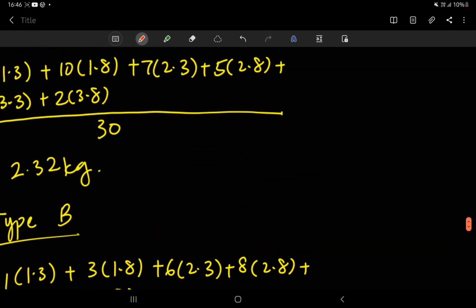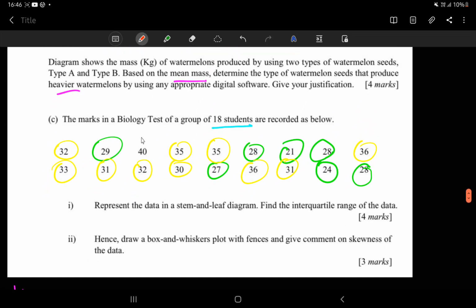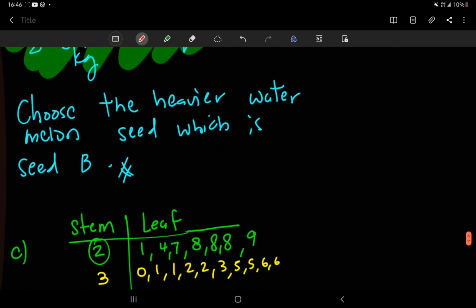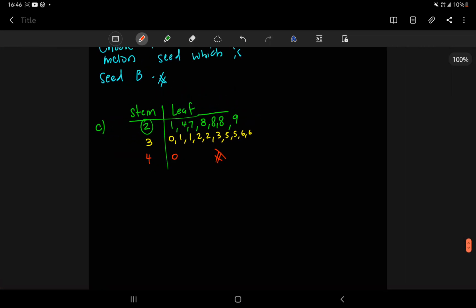So we have 40, only one, 40. So 40 like that, and then we are done. That's very simple.